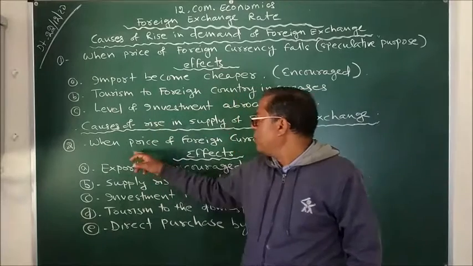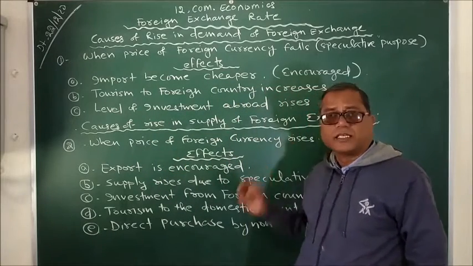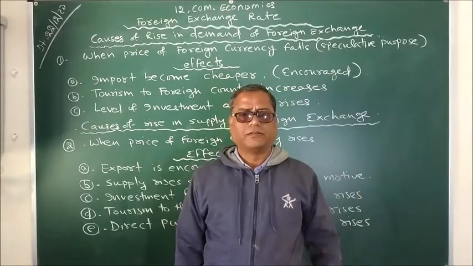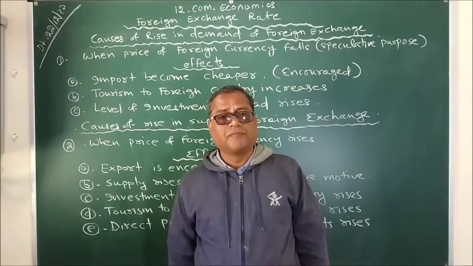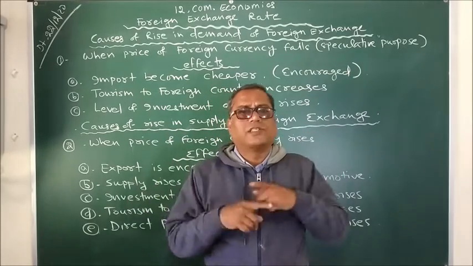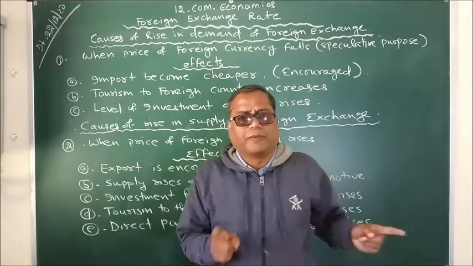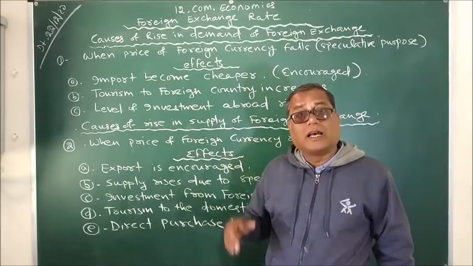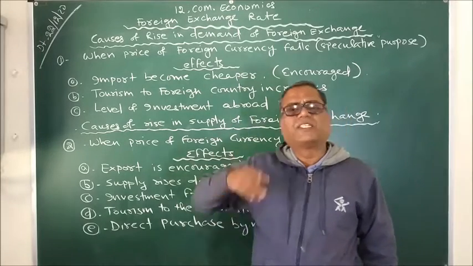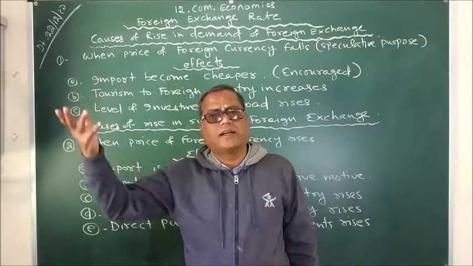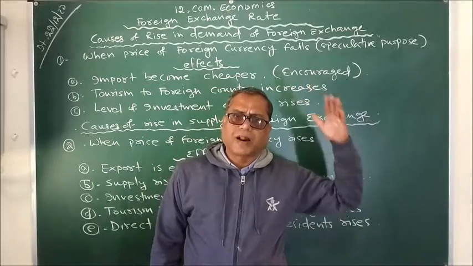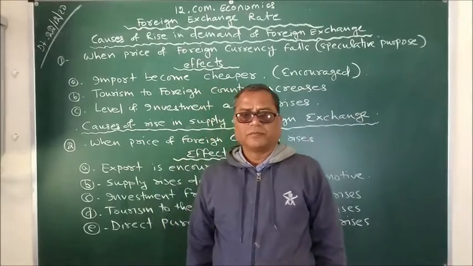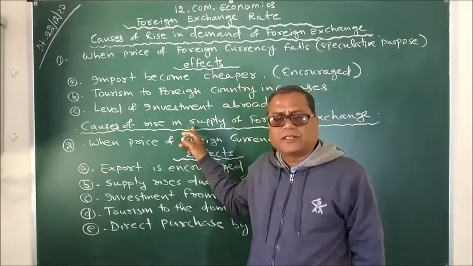The reasons: when the price of foreign currency rises, it simply means an appreciation of foreign currency. For example, in our previous example, suppose the prevailing exchange rate between rupee and dollar is 1:50, and because the value of foreign currency has increased, that is, the dollar has appreciated, it means our rupee has depreciated. So when the dollar appreciates, what happens?